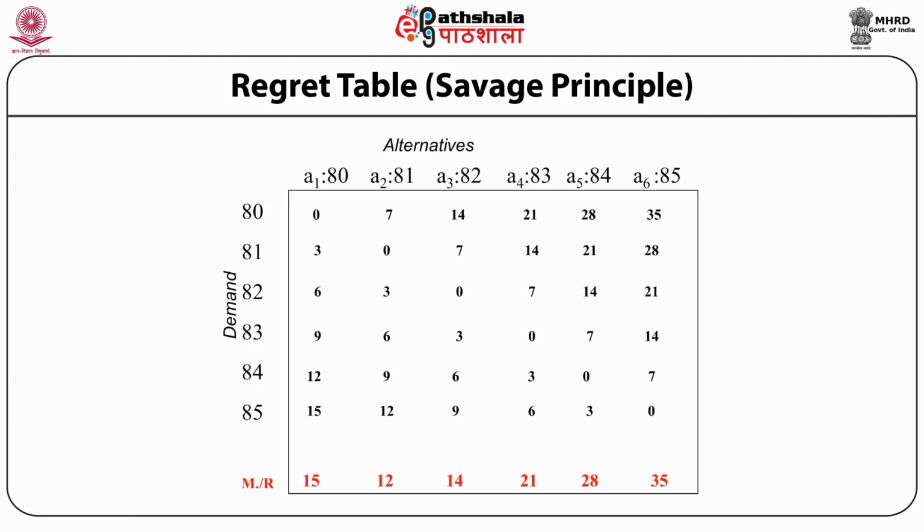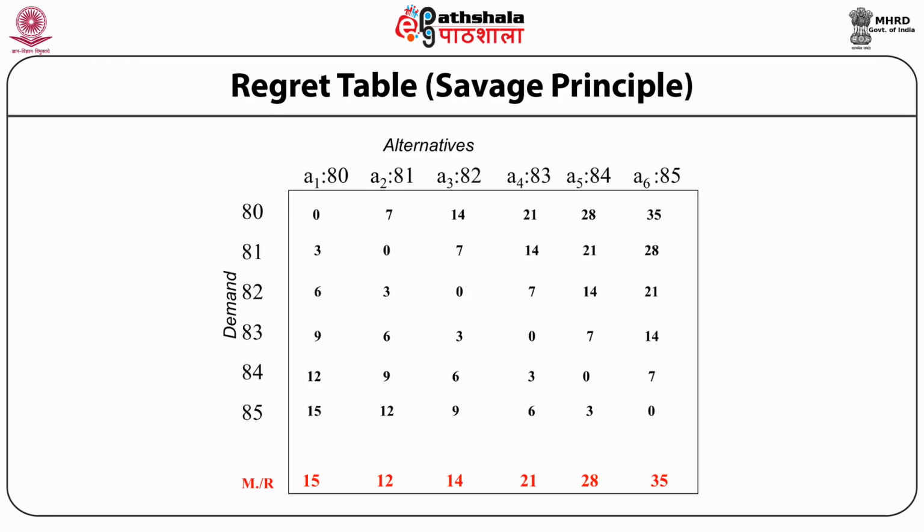This principle is based on the concept of regret, that is also known as opportunity loss. It suggests selecting a strategy that minimizes the maximum regret or loss. In this, first we need to prepare a regret table, and then maximum regret for each alternative is considered. Then the strategy having the minimum value out of these maximum values is finally selected.